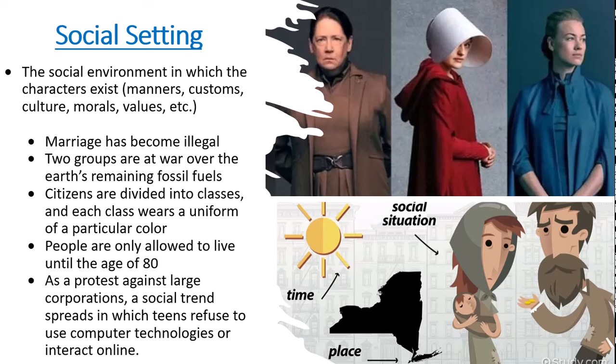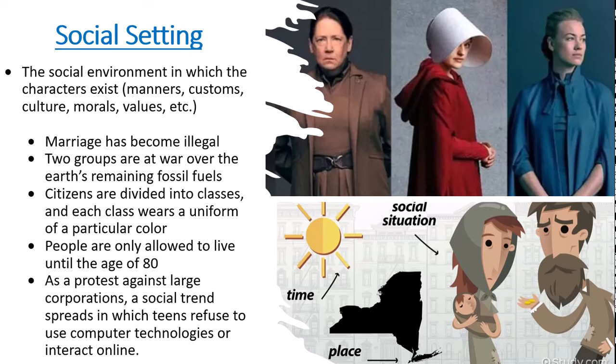As a protest against large corporations, a social trend spreads in which teens refuse to use computer technology or to interact online. One of the works that we're going to read takes place in a setting which is entirely male. Lucian of Samosata wrote A True History, and on the moon there is a group of men all living there together. So he explores the social setting, not just what it would be like on the moon if we could travel there, but also what it would be like if we only had a society of males, and what would that look like.